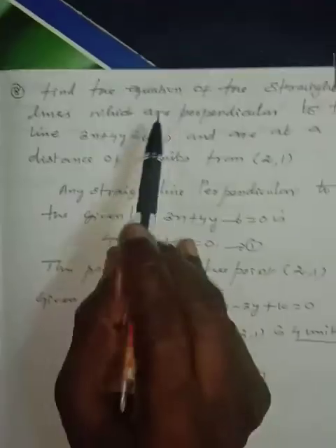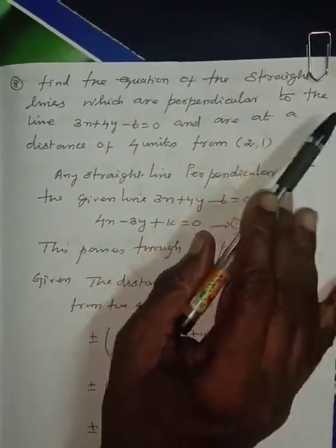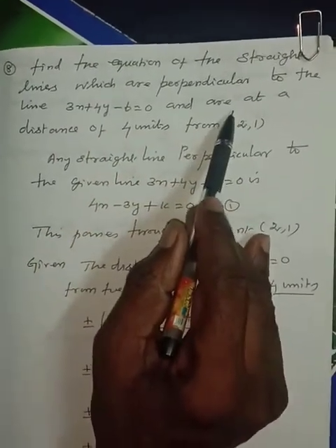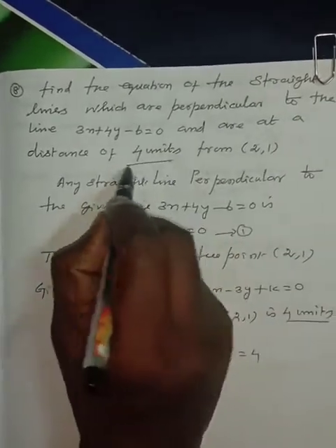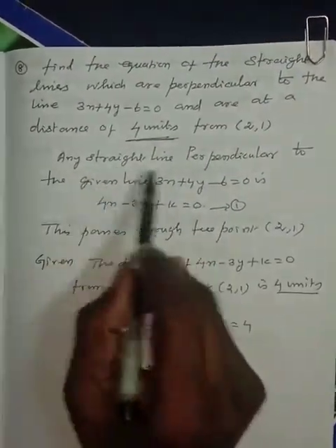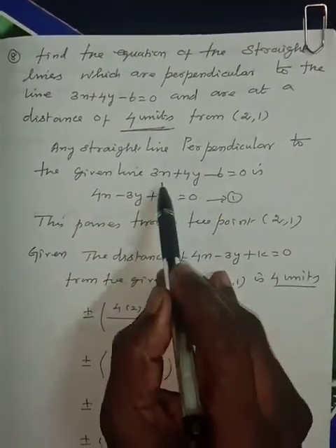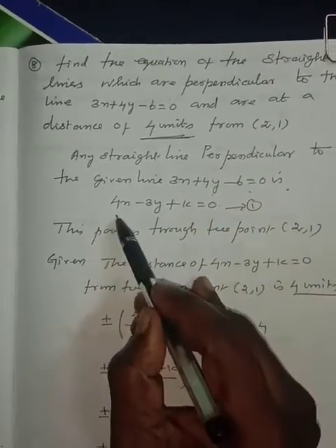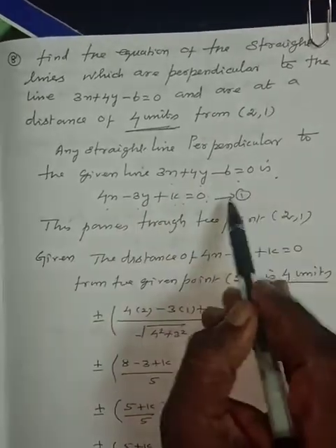We get to find the equation of the straight line which is perpendicular to the line 3x plus 4y minus 6 is equal to 0 and is at a distance of 4 units from (2, 1). Any straight line perpendicular to the given line 3x plus 4y minus 6 is equal to 0 is 4x minus 3y plus some constant is equal to 0. This is equation number 1.